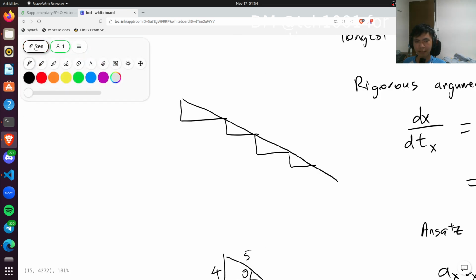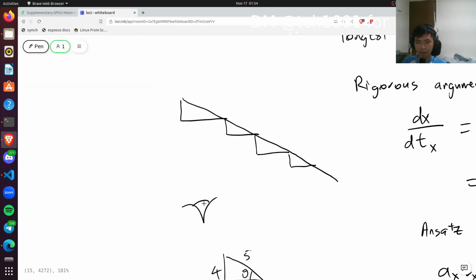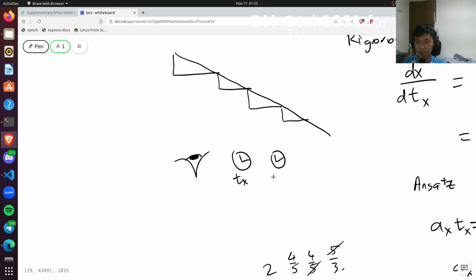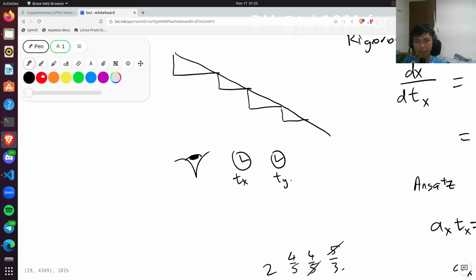You can realize that if I imagine right now I'm an observer, and instead of observing the motion like that and using one stopwatch, I'm actually going to use two stopwatches, right? So I have two clocks. One of them is for the x, and I'm going to call that tx, x time. And the other one I'm going to call ty, for y time. So I'm going to use two stopwatches instead of one stopwatch, and the reason why I do this will be apparent soon.